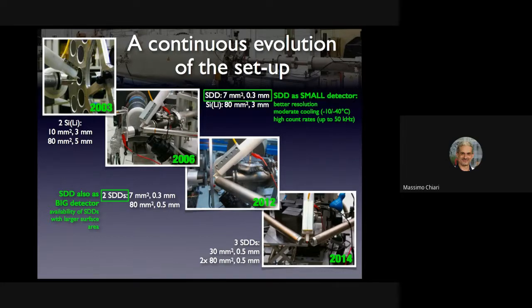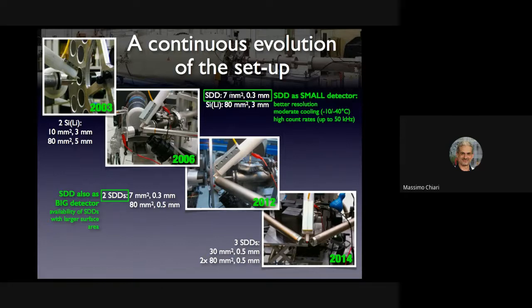SDDs have a better energy resolution, there's no need to cool the detector at liquid nitrogen temperatures, and also the signal can be shaped at relatively short shaping times, like 1 microsecond or lower, and this allows you to withstand higher count rates up to tens of kilohertz.